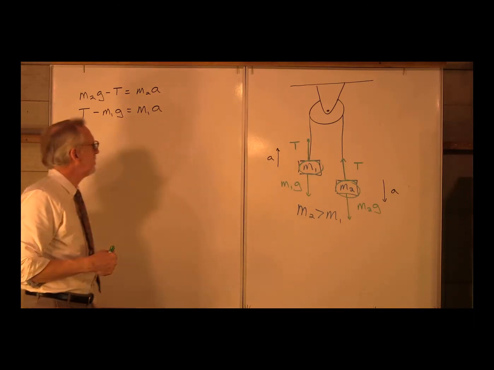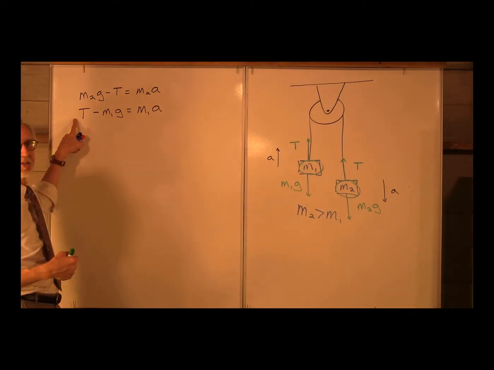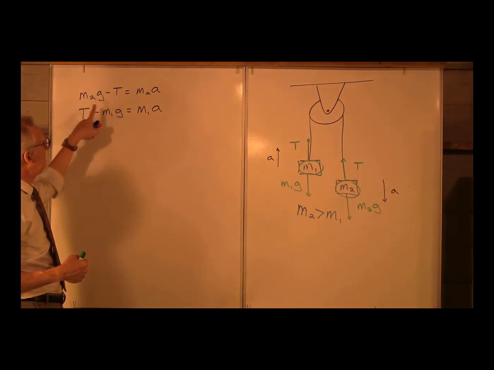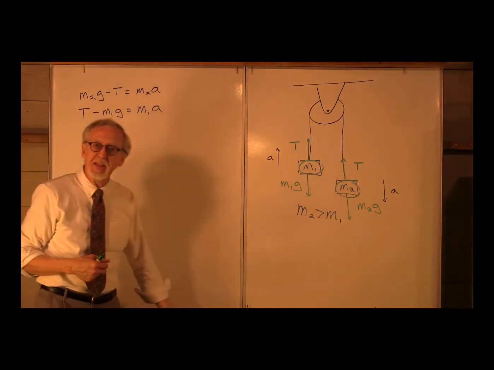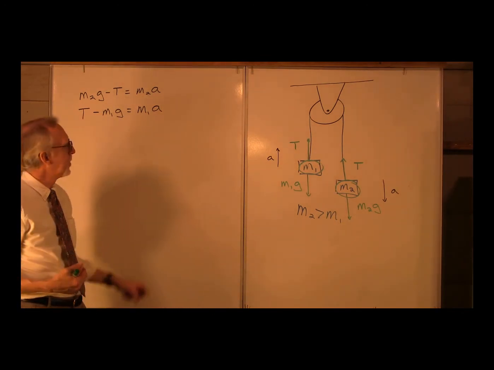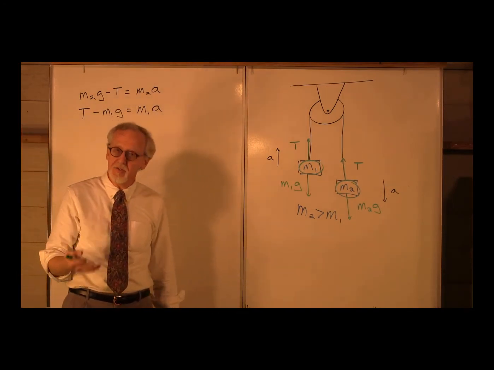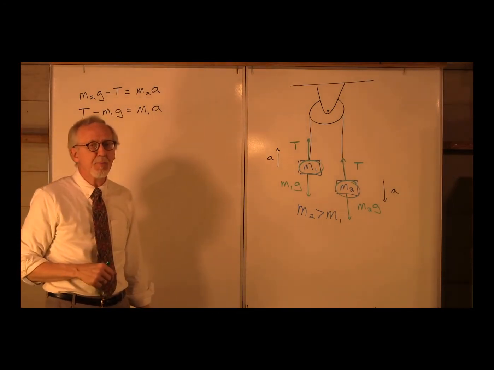How are we going to go about doing it? The easiest way to solve these is to add these equations together. Because we've got a minus T and a plus T, the T will then cancel, and we'll have a single equation that we can solve for A. Once we have that, we can put it back into one of those equations and solve it for T. Well, I'll do that and I'll be right back.